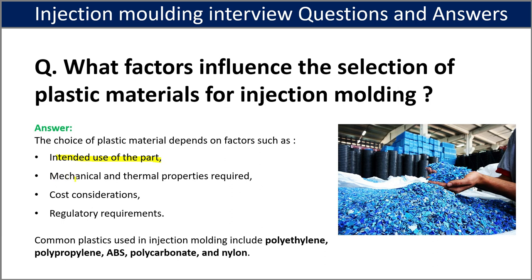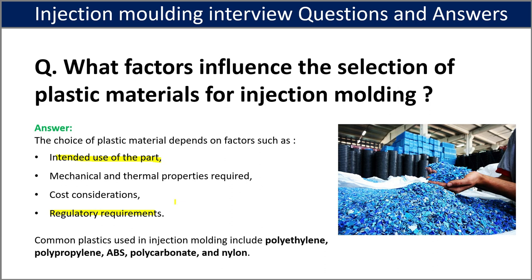Another is the material requirements, like the mechanical and thermal properties that we will check in the material. Also, cost plays a very important role. Regulatory requirements, like approval from governments, and the environmental impact of that material, such as pollution, also play a very important role while selecting the material for injection molding.